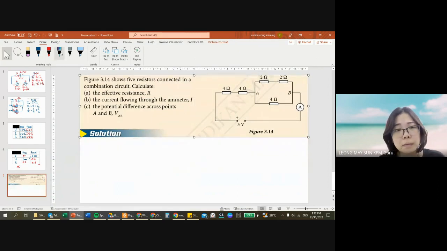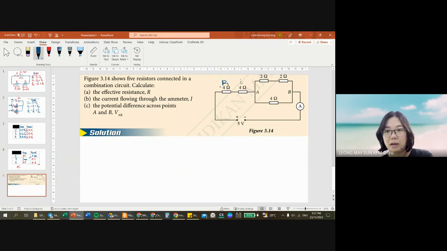Okay, now when we have a circuit like this, as I previously mentioned, normally in SPM they will not give you this many resistors in the circuit. You have R1, R2, R3, R4, R5. Do take note of one thing: try to label the resistors. Even if you see a light bulb, label the light bulb as a resistor as well.